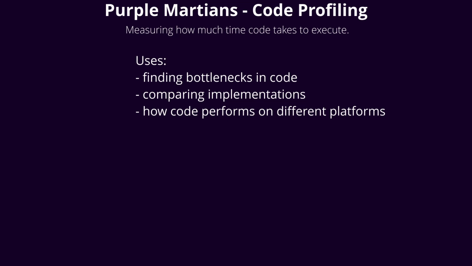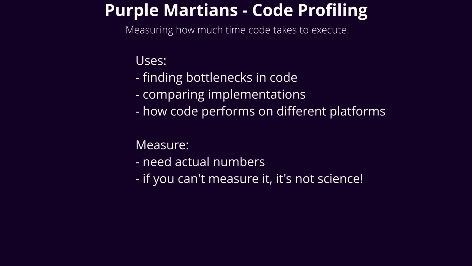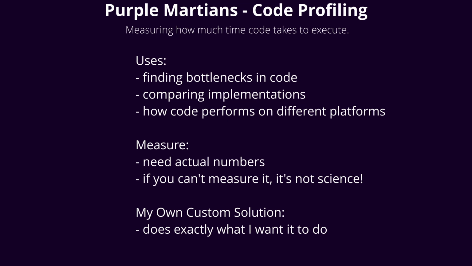You need to be able to measure, to have actual numbers you can compare, not just a fuzzy feeling like this seems slower. If you can't measure it, you're not actually doing science. There are quite a few different ways to profile code, but I ended up making my own custom solution. It took some time, but it does exactly what I want it to do and was an excellent learning experience.